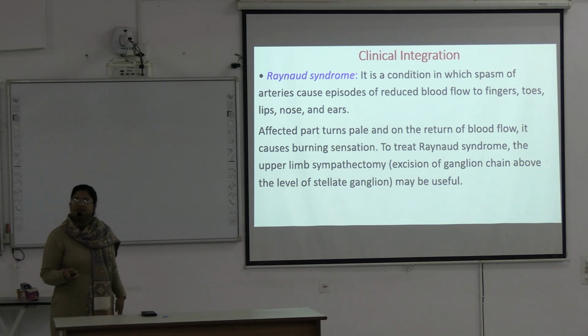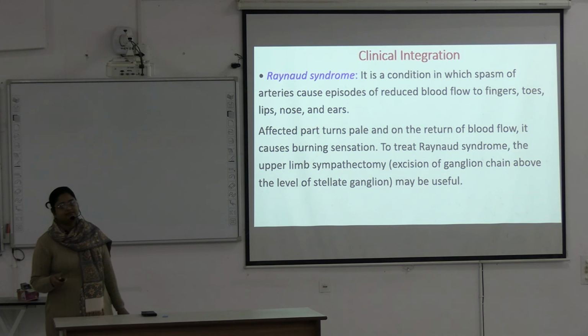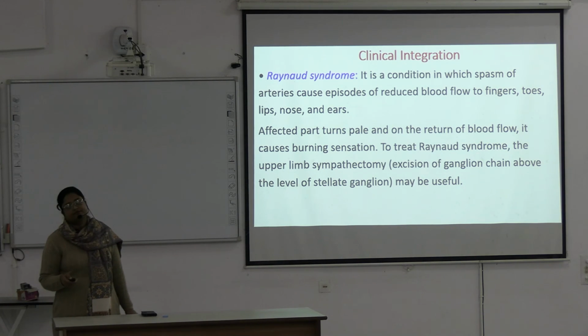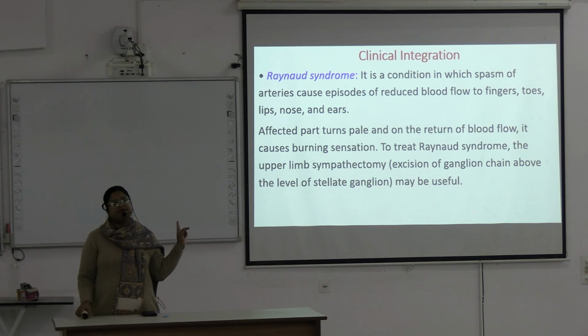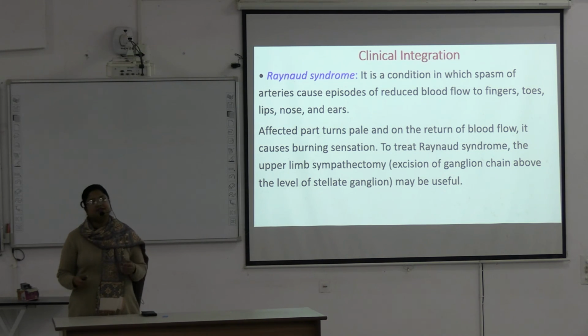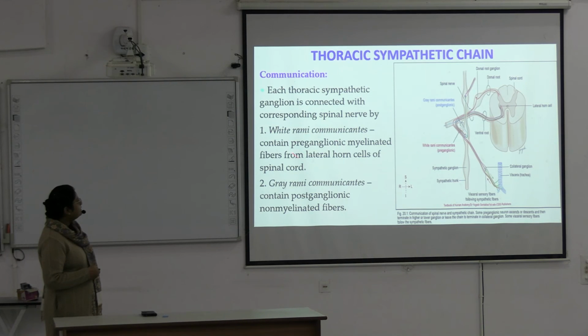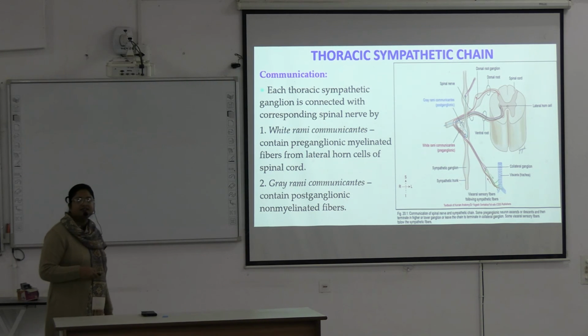Okay, understood? Okay, sit down. Any other queries? This is very important: gray rami and white rami, which contains preganglionic and which contains postganglionic fibers. Important for your viva and MCQ. See, white rami is preganglionic and gray rami is postganglionic.